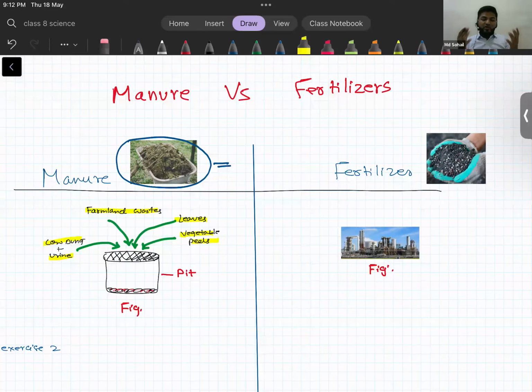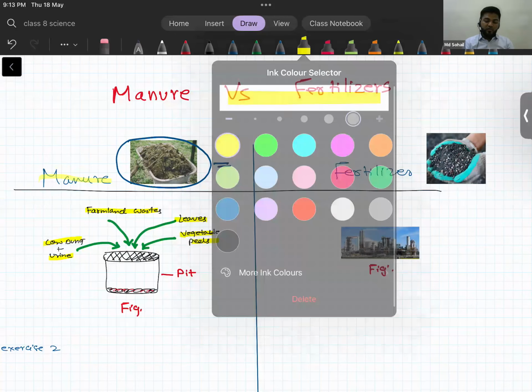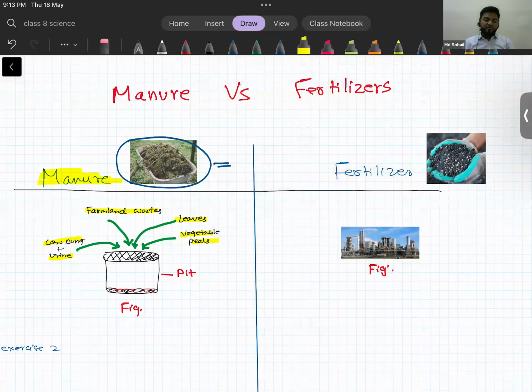We put all this waste into the soil, into that pit. We cover it with some leaves and bushes, and after a period of one or two months, we will see that this whole waste has converted into manure. The mass of the manure will be very reduced. It will be a very tiny mass.